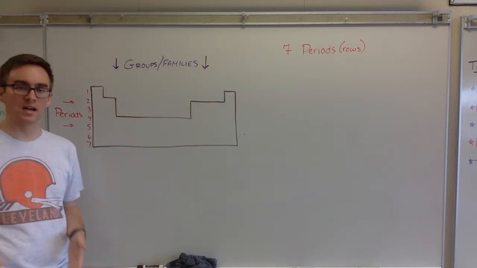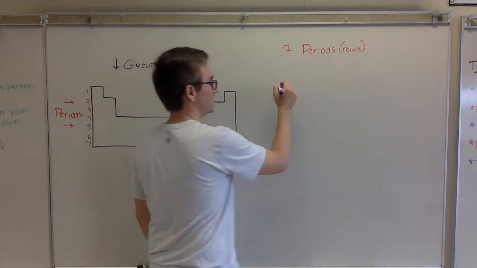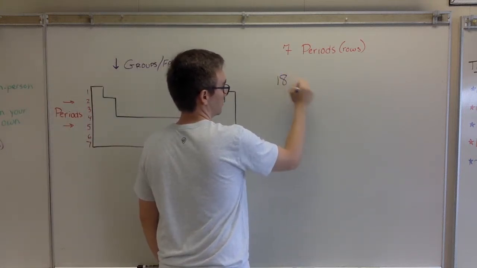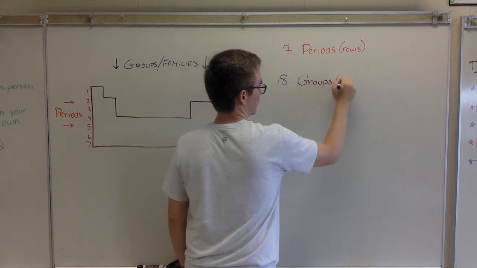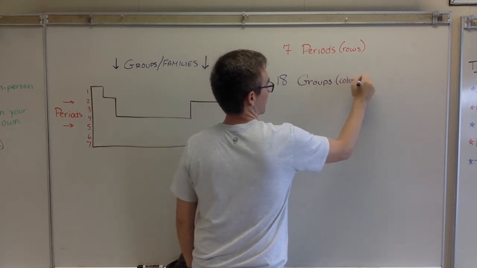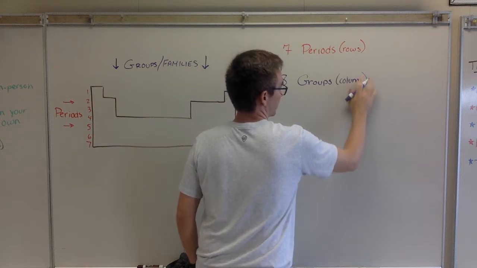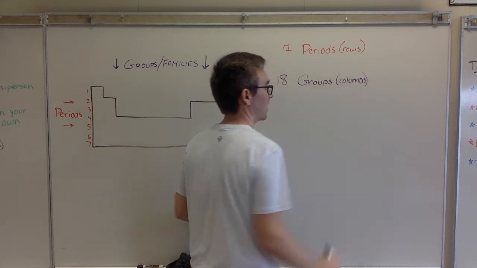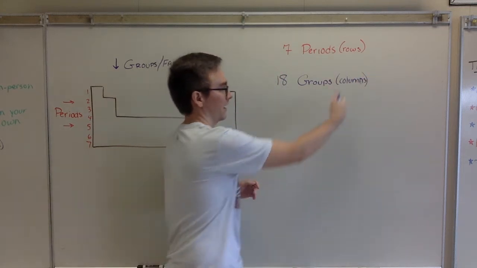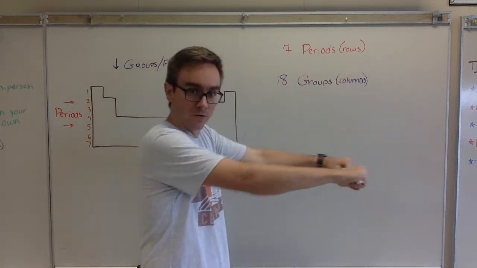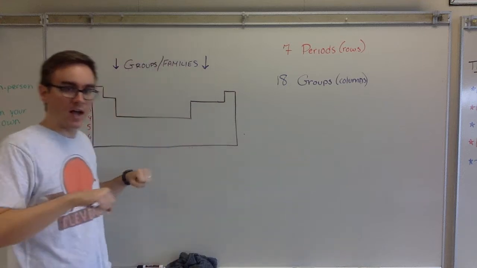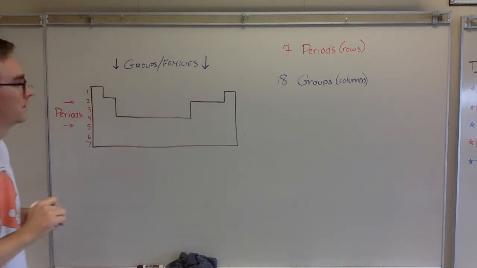These are the ones that go up and down. These are the columns. We have 18 groups. Again, an easy way to remember which one's column: a column has the letter L in it, and that letter goes up and down. For rows, think about rowing a boat. You're going side to side as you're rowing.